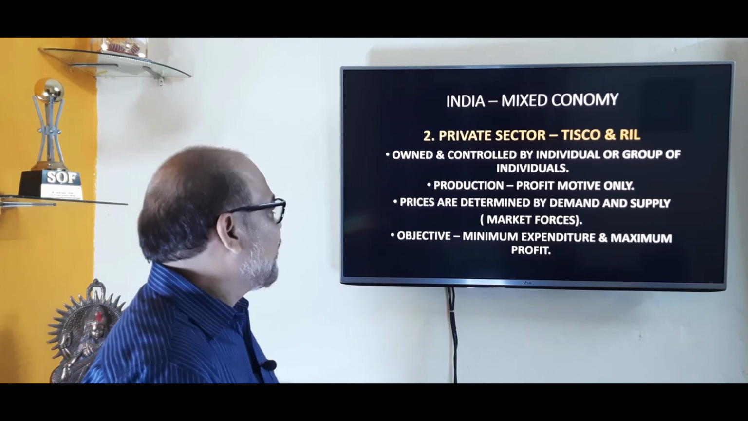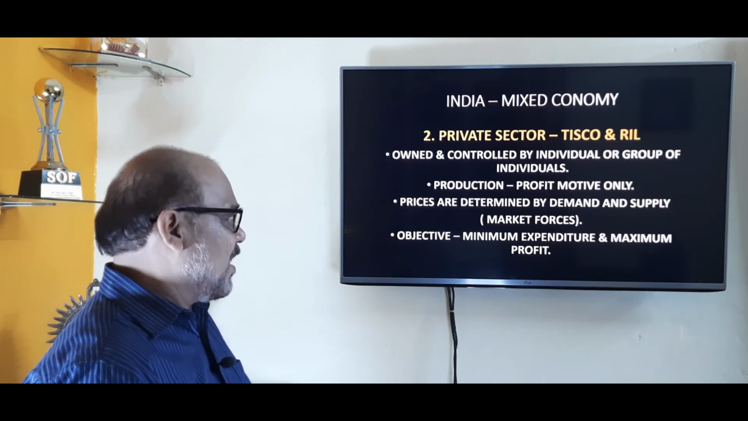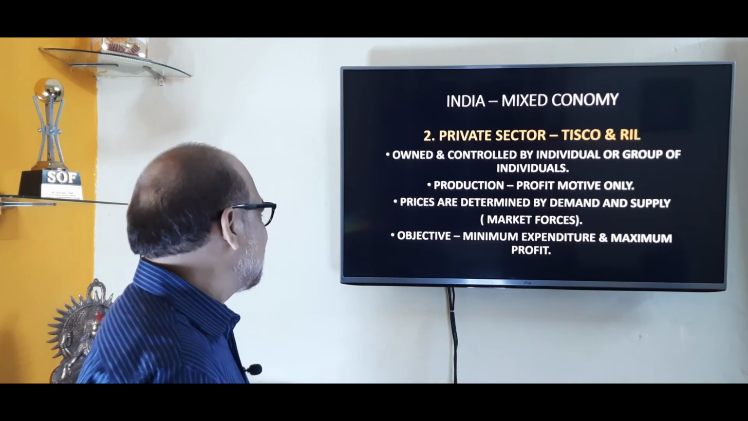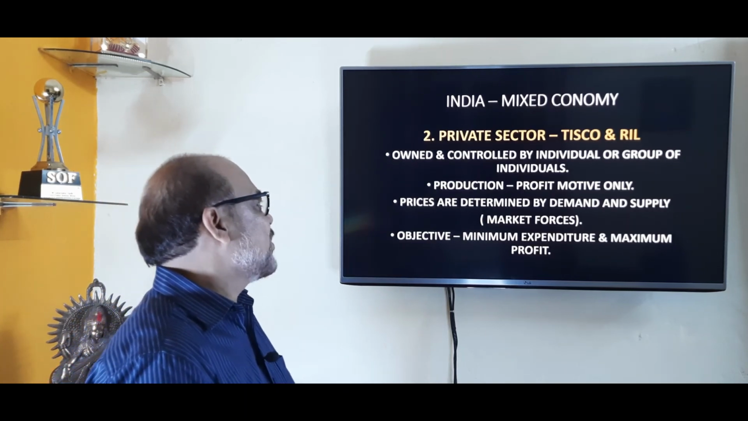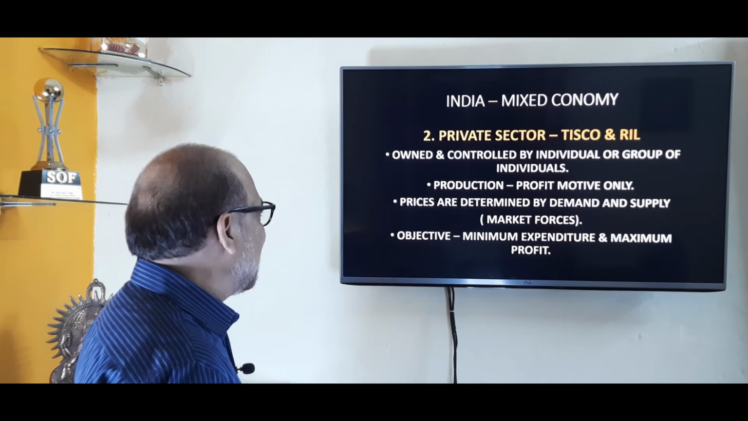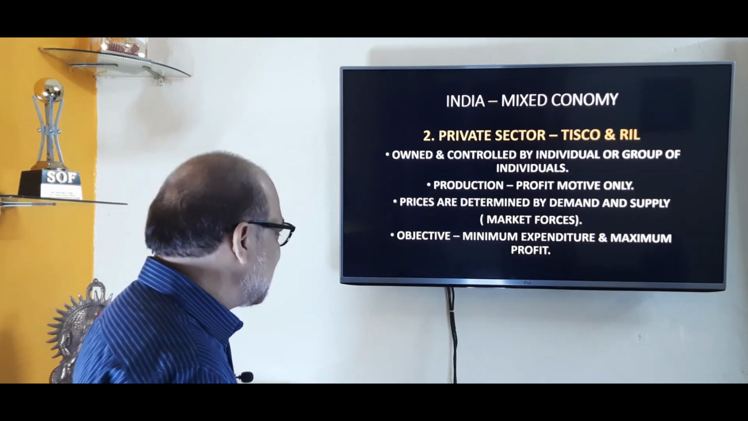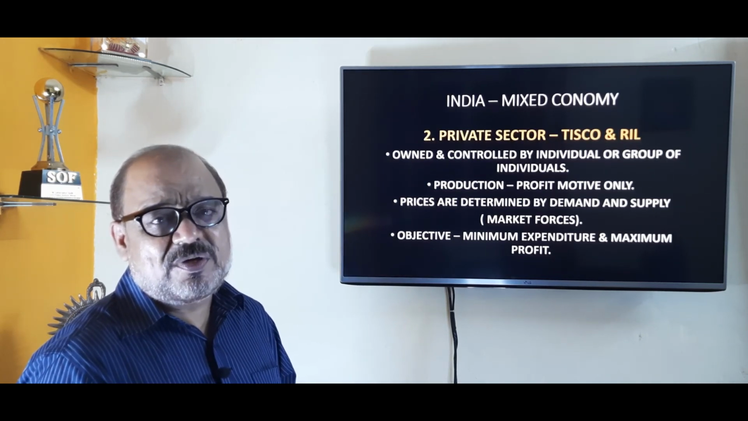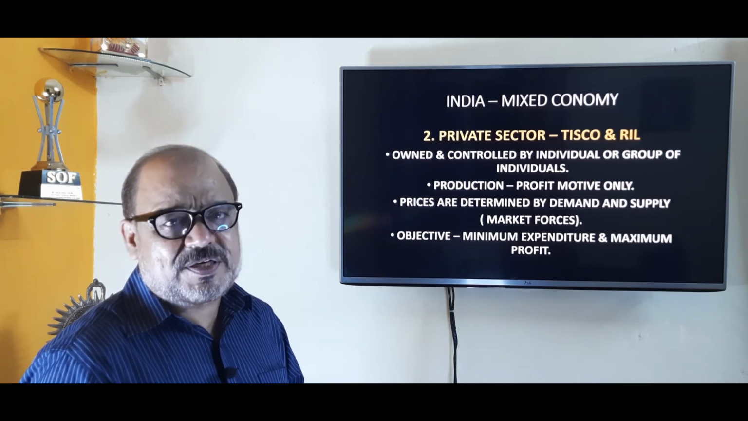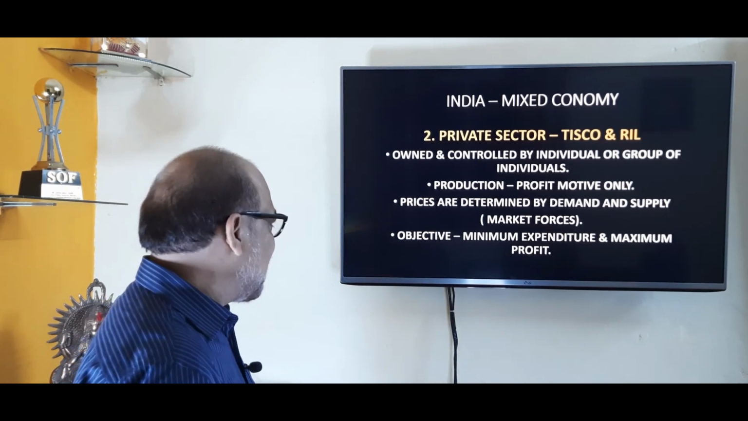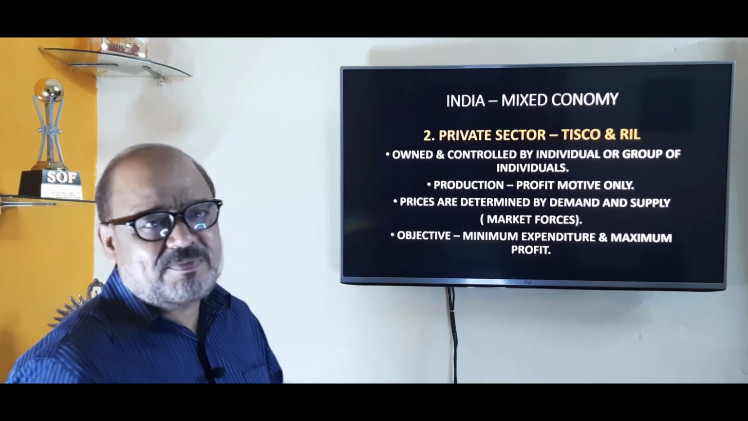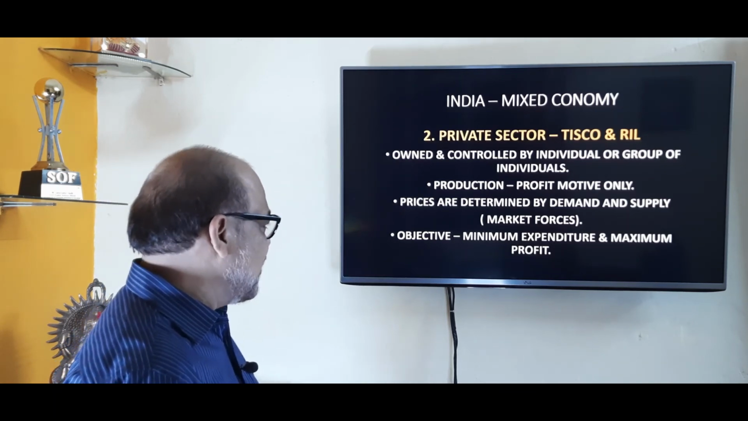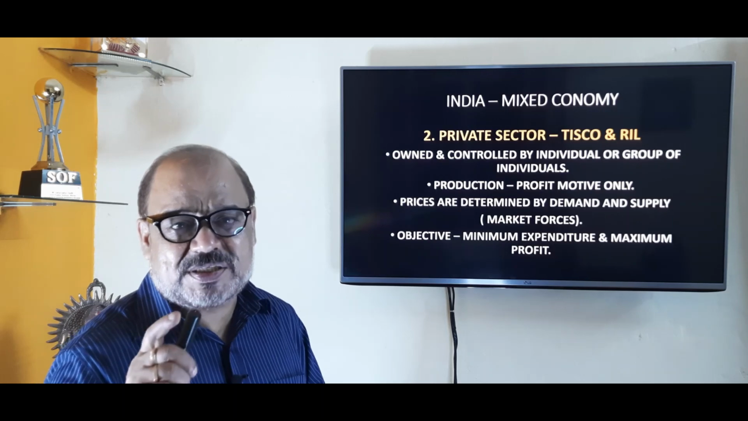Number 2, the private sector, and the examples are TISCO, Tata Iron and Steel Company, and RIL, Reliance Industries Limited. The system of production and distribution in this sector is owned and controlled by an individual or group of individuals. The only objective is maximum profit with minimum expenditure. Prices are determined by demand and supply, market forces.